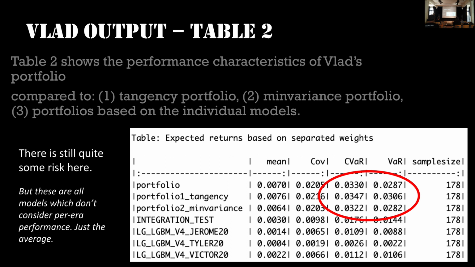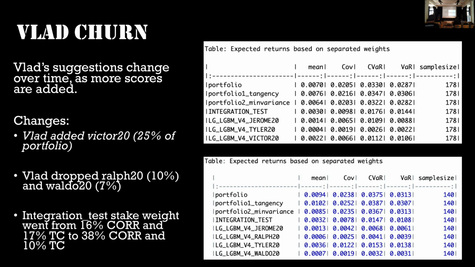Let's see. So churn. You also don't want to change your stake completely every week, so that everything changes, because it doesn't feel too robust in a way. So here's a change over a period of about 2 months. We went from 140 scores to 178 scores, so it's almost 2 months of tournament.